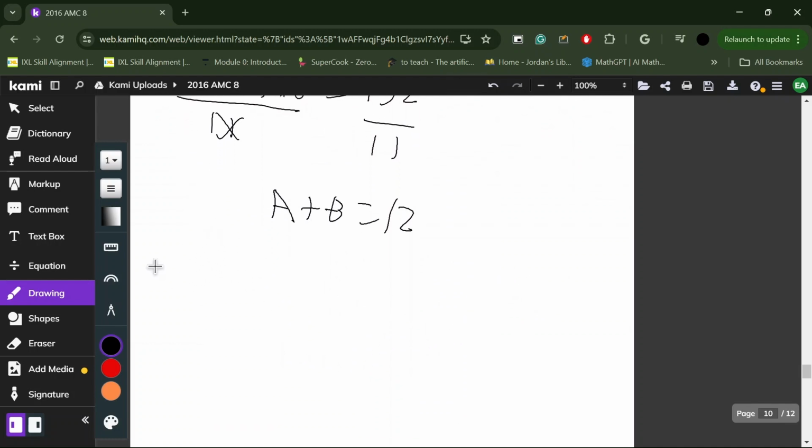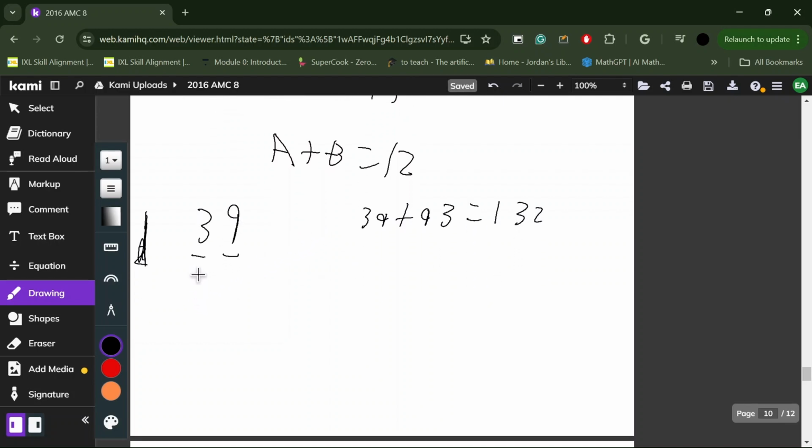So if we have 1, that's not going to work, right? 1's not going to work because no number plus 1 can be equal to 12. Same with 2, but you can get something with 3. What is it? It's 9, right? 39 is going to work because 39 plus 93 is equal to 132, which meets our qualifications. Let's try the next number.